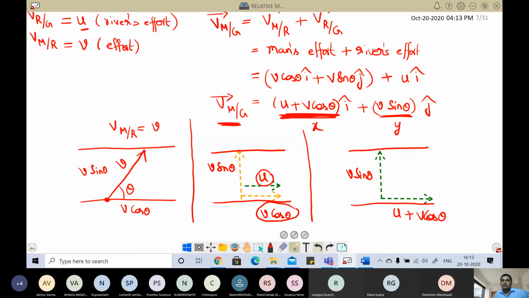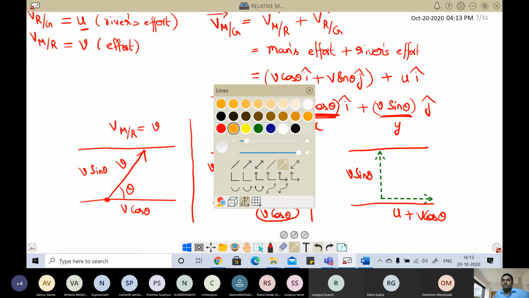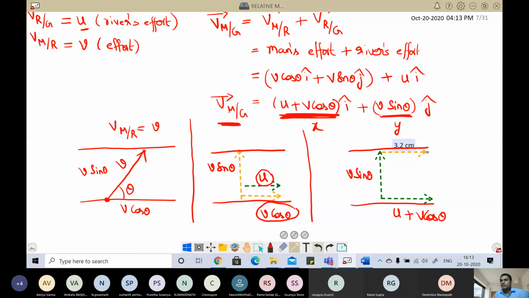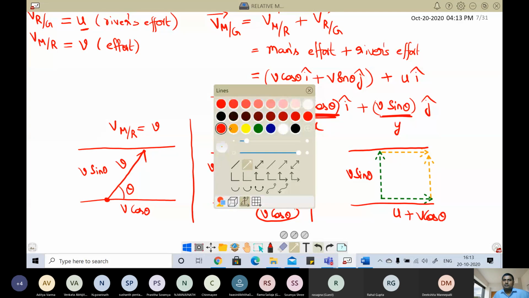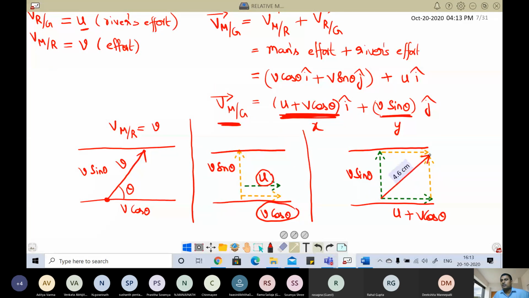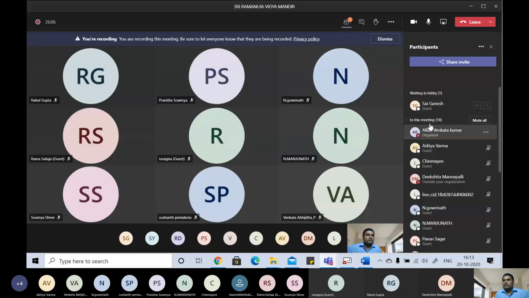Therefore here you can always join a parallelogram like this, and then draw this vector. This is called the velocity of man with respect to ground, which will not make angle theta now. It will make some other angle, let's say phi.